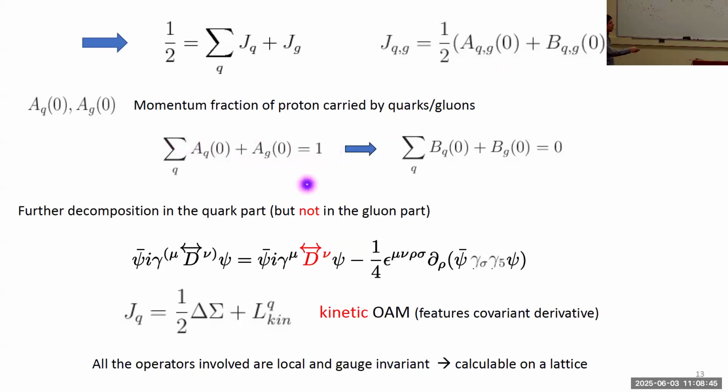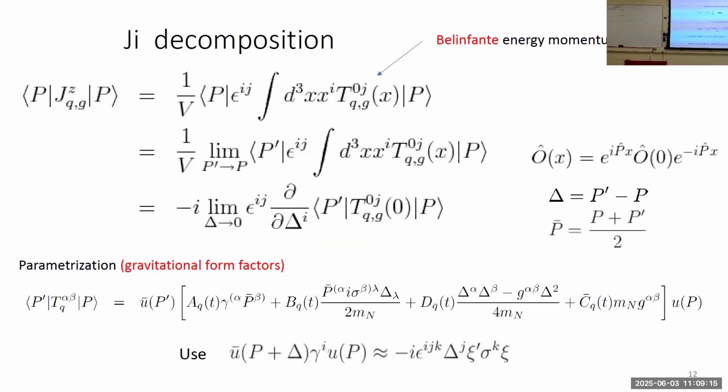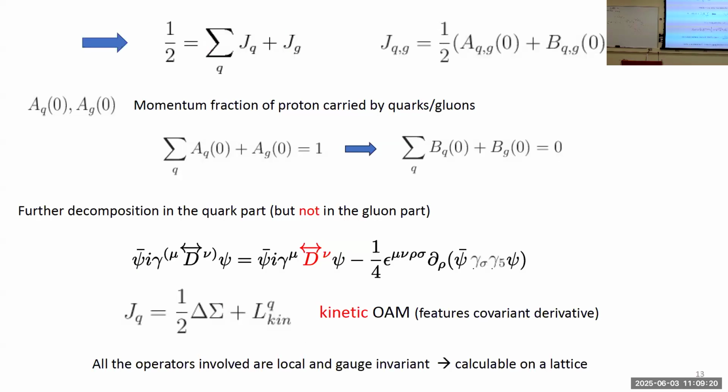So they sum up to 1 because of the momentum conservation. And this means that when you sum over quark and gluon, this A term sums up to 1, and there is 1/2, which matches the 1/2 on the left-hand side, and that means that the sum of B over all flavors and quark and gluons must be 0. So this is a consequence of angular momentum conservation. Okay, so this is a very general constraint on this gravitational form factor. A and B have to satisfy this sum.